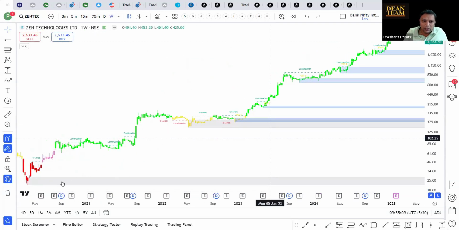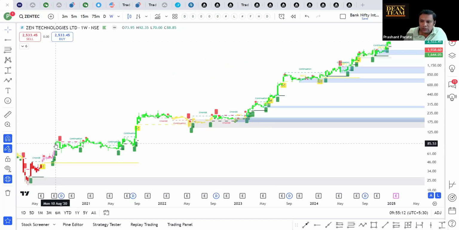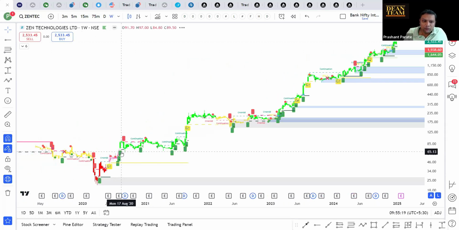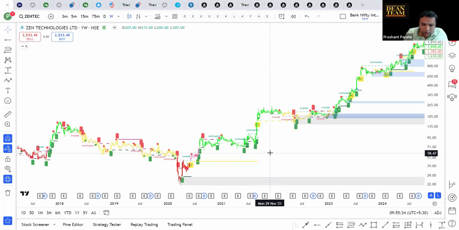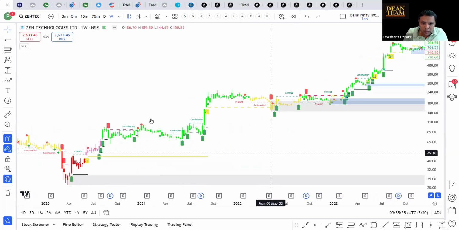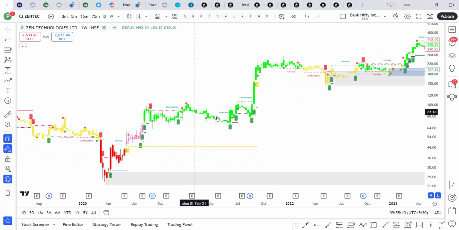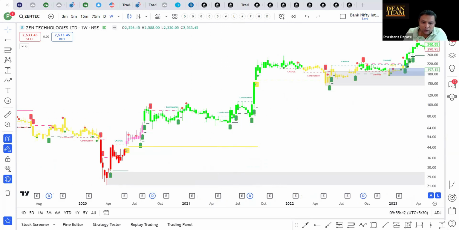Zentech Technology on weekly chart, if we see, this was a bullish change from 85, and it has gone up by 30 times from here. So it created bullish change, went sideways. Before that, you can see strong downtrend, very rapid fall, and immediate rise. So this immediate rise did not have any chance of accumulation here, therefore it went for reaccumulation. It went into reaccumulation, and here we have selling force, but later on we don't have any selling force and buying force started.